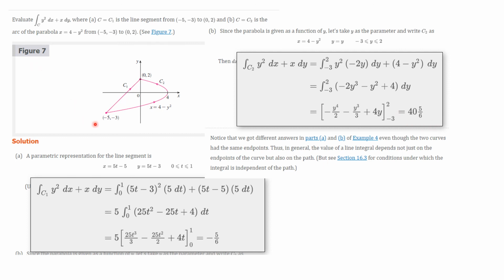Now the important thing is I went from this point to this point along this path and got this negative number. I went along a totally different path and I got a different number. So notice we got different answers for parts A and B. So in general, we can realize that the value of a line integral depends not just on the endpoints, but also the path, and we're also going to realize that it also depends on the orientation. Where do you start and where do you finish?